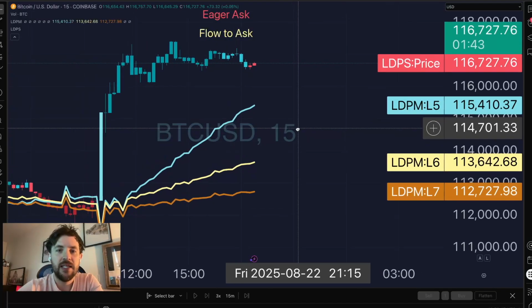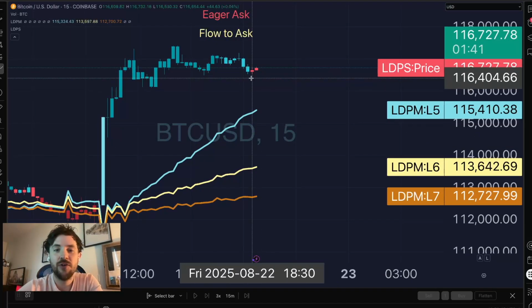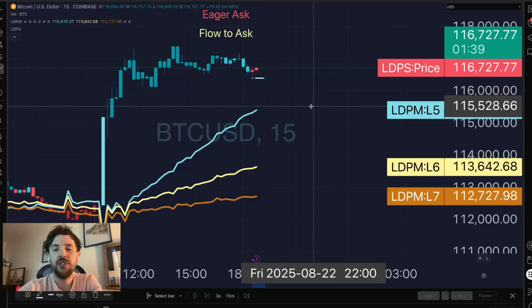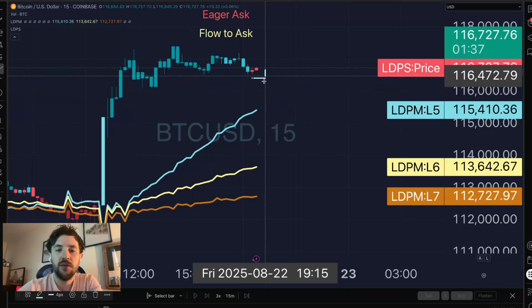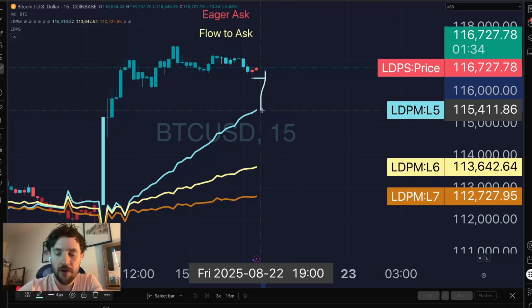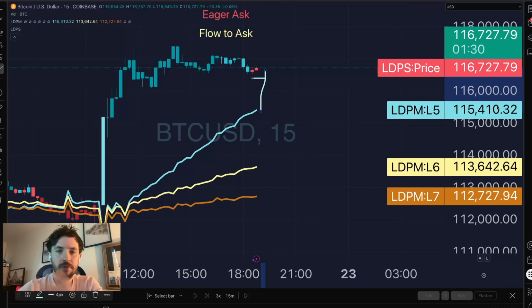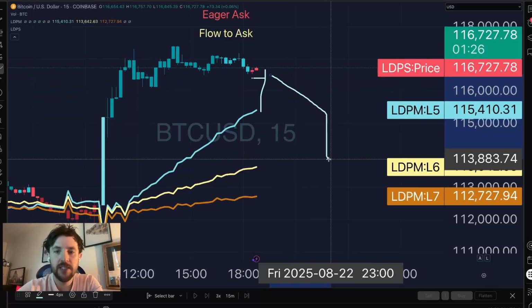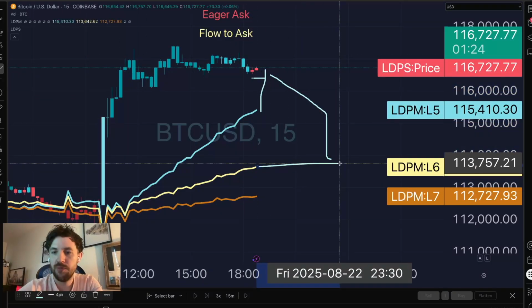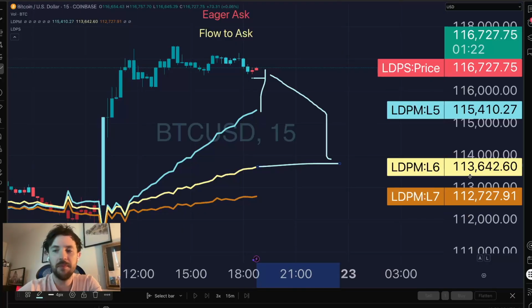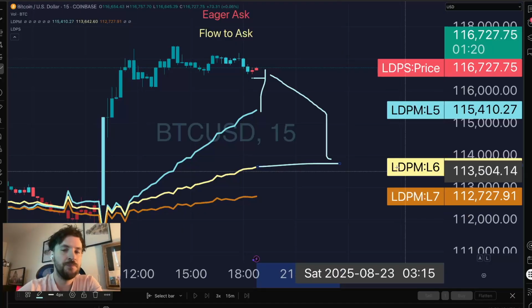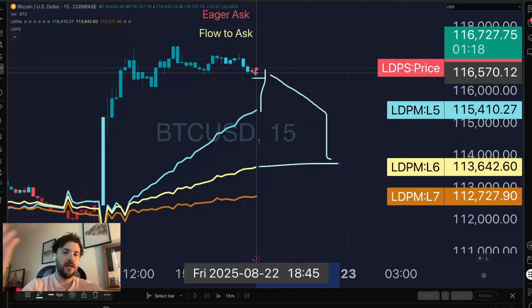So now that the prints are consecutive and bearish, the movement down to the support is very likely, and that's currently at 115,500. And if bearish liquidity continues, then it will be movement down to the next support, which is currently at LDPM L6 at 113,600. And again, you just start playing that game.